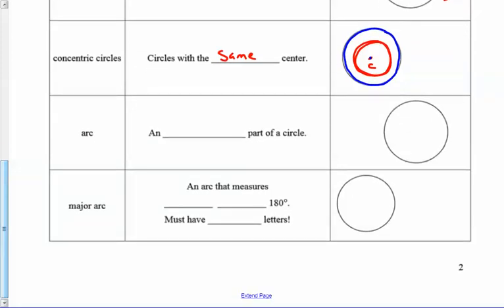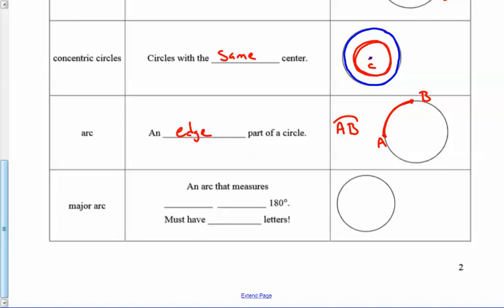All right, so an arc. An arc is an edge part of the circle, right? So we're only talking about the edge of this circle. So if I call this A and this point B, then I would have arc AB. All right? So arcs are the edge parts of circles. There are two types of arcs, right, that we'll talk about.